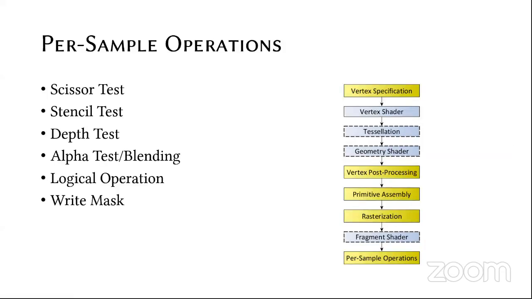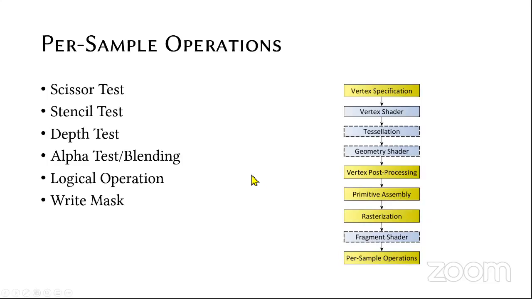Let's go ahead and talk about per sample operations. Okay, so this is more or less the pipeline. Vertex specification, or the data, goes into the vertex shader. Then we do the post processing for the vertex, that's only if you're doing tessellation and geometry shaders. Then you do primitive assembly, so you're basically preparing it for rasterization. Then we turn the resulting triangles into pixels. We run it through our fragment shader and we do our per sample or per fragment operations.